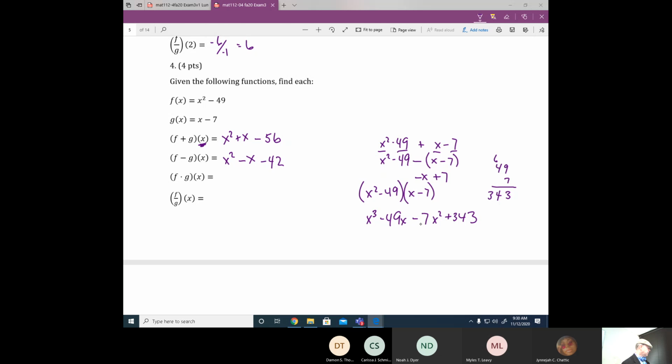I have an x cubed, an x squared, x, and a constant. No need to combine anything else. If I had a couple x squareds together, I'd be adding them, but they're all different powers of x. So I'll just put them in nice order. The order doesn't matter, but I like to put them in neatly. X cubed minus 7x squared minus 49x plus 343. And that was problem 4.